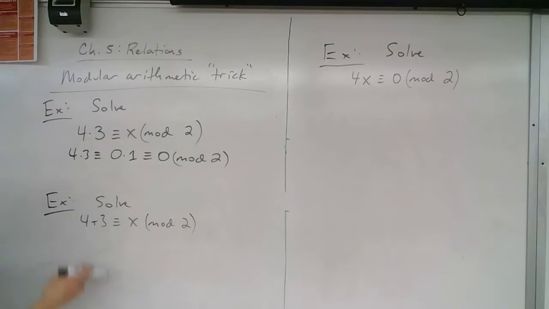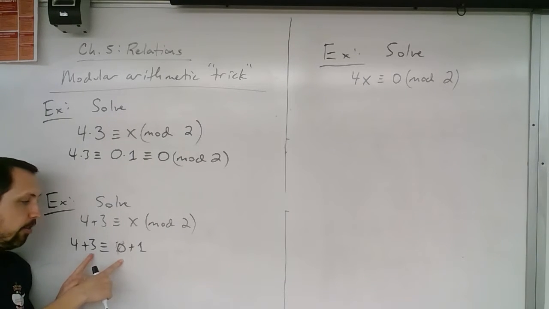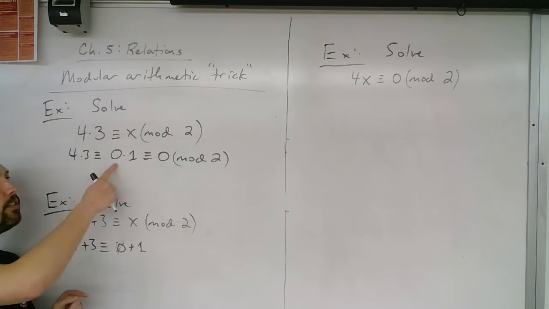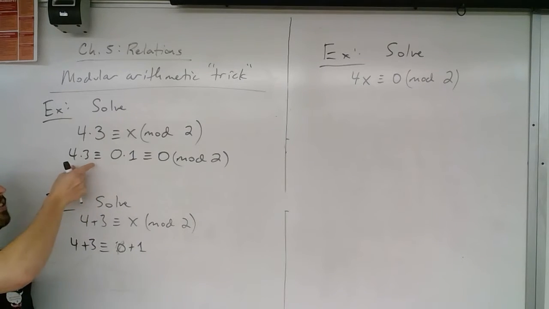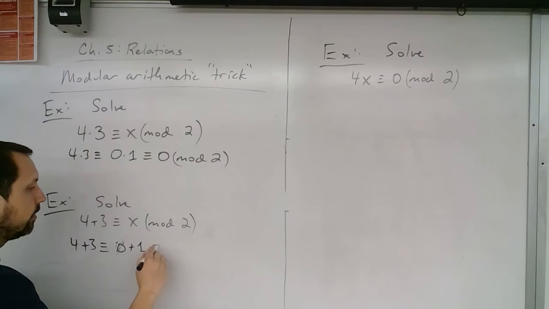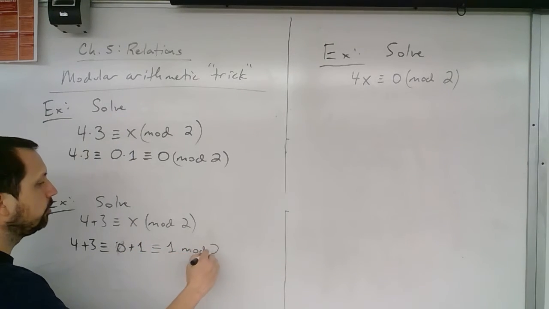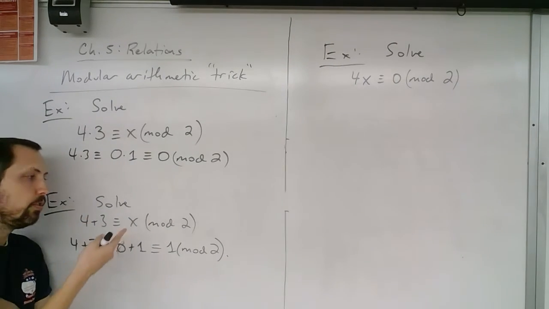Same thing here, if we're adding them together, I could say that 4 plus 3 is equivalent to 0 plus 1, because 4 is equivalent to 0 mod 2, and 3 is equivalent to 1. The same thing over here, 4 is equivalent to 0, 3 is equivalent to 1. So this is really nice to just say, yep, these are equivalent to each other, these are also equivalent, and so this is now equivalent to 1 mod 2, as opposed to adding those to get 7 and then reducing that mod 2.